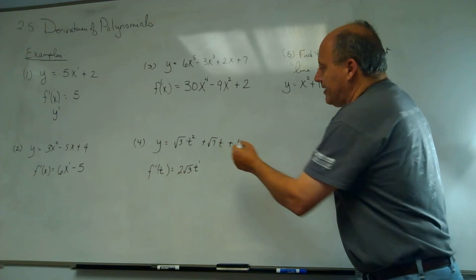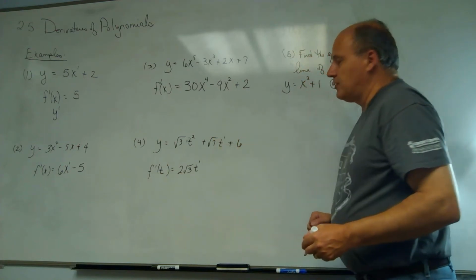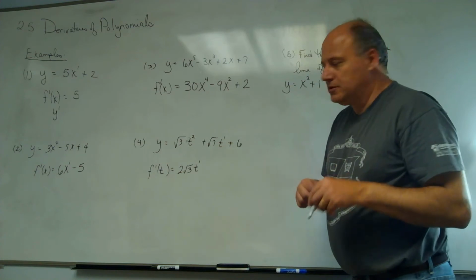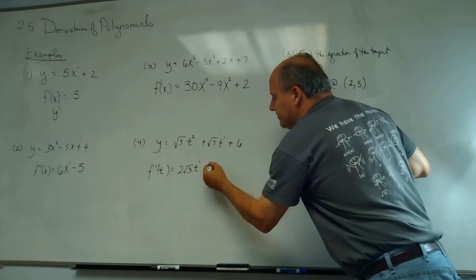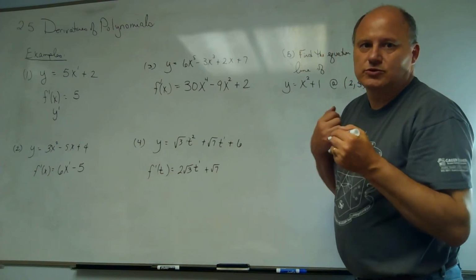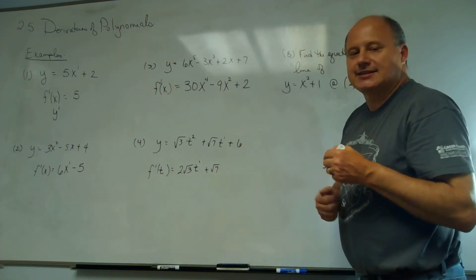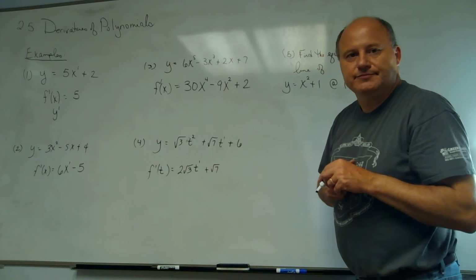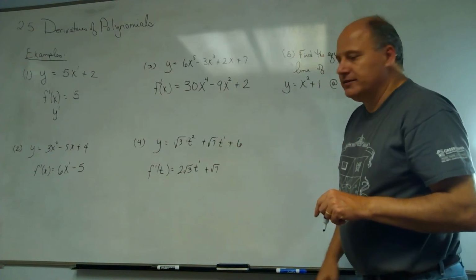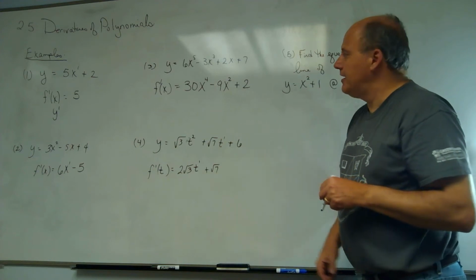And then same thing here. So square root of 7, t to the first. Again, that's a linear, so the number in front represents the slope. So this is going to be the square root of 7, t to the 0, which is square root of 7. And again, 6 is a constant, so we can ignore that, because 6 is a horizontal line. So that's your first derivative. So it didn't take that long. It didn't take that long.